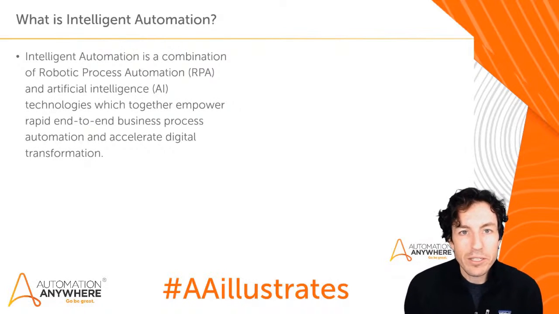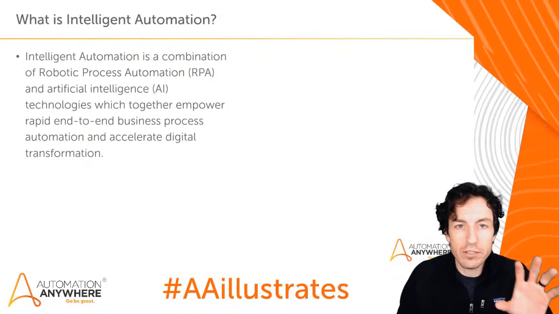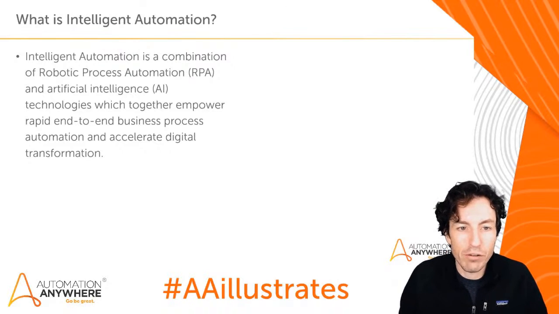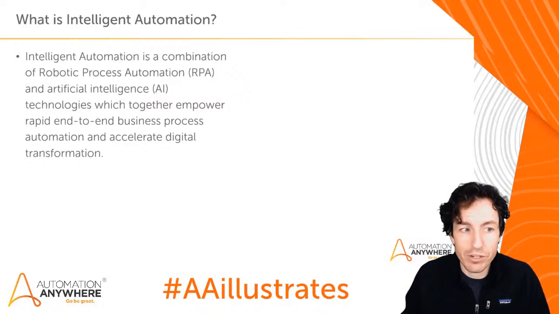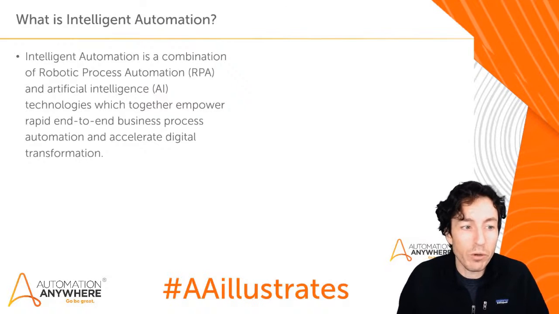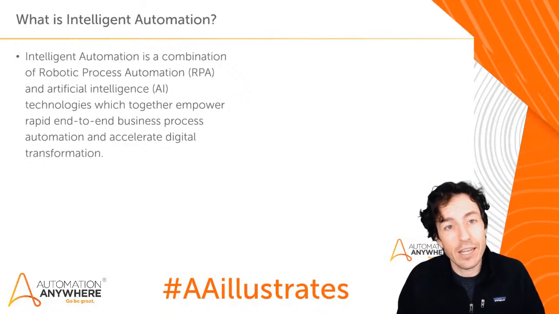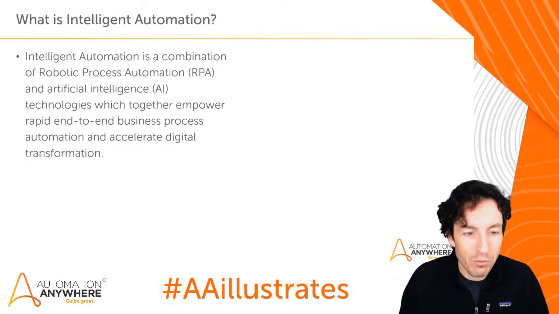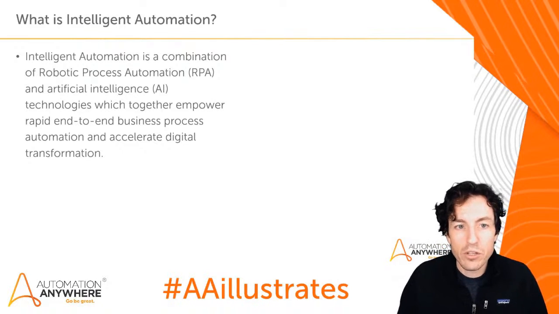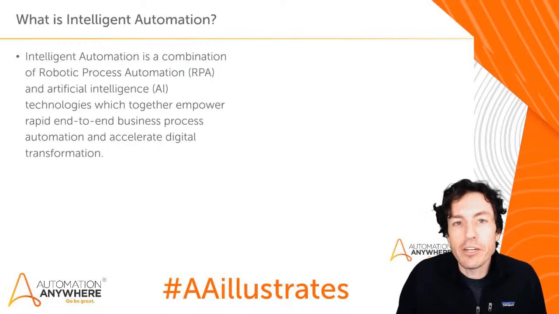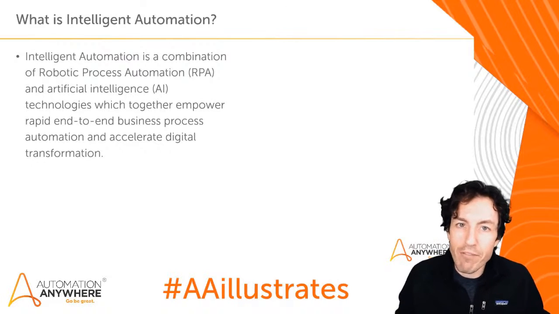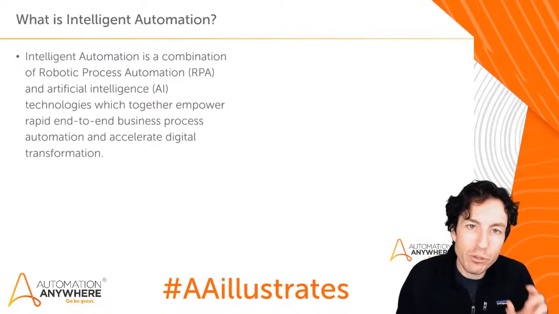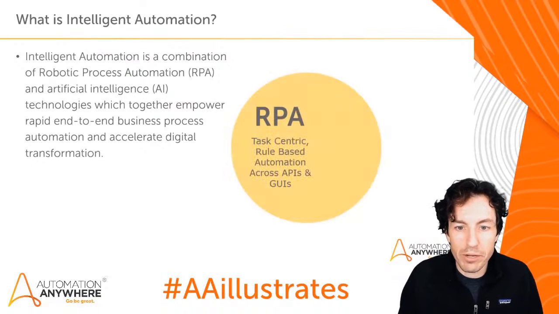So first off, what is intelligent automation? I'm going to go with this definition here and then we'll break it down a little bit. Intelligent automation is a combination of robotic process automation and artificial intelligence technologies, which together empower rapid end-to-end business process automation and accelerate digital transformation. So that's a good definition. It's pretty marketing heavy. Here's how I would visually show what intelligent automation is.